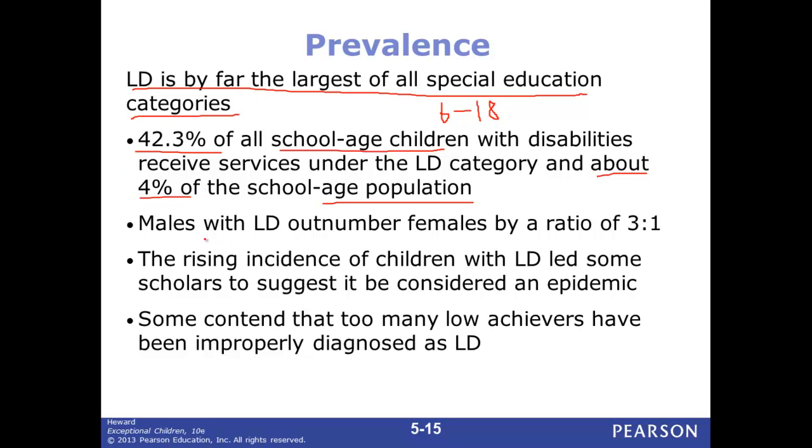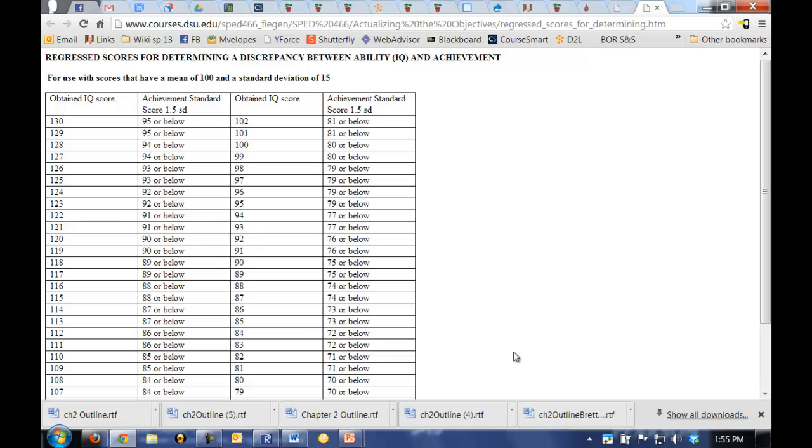And this is a change. Males now outnumber the females. It's 3 to 1. And then the rising incidence of children with LD led some scholars to suggest it may be considered an epidemic. Some contend that too many low achievers have been improperly diagnosed. And so this is where that term over-diagnosis comes from. Too many.